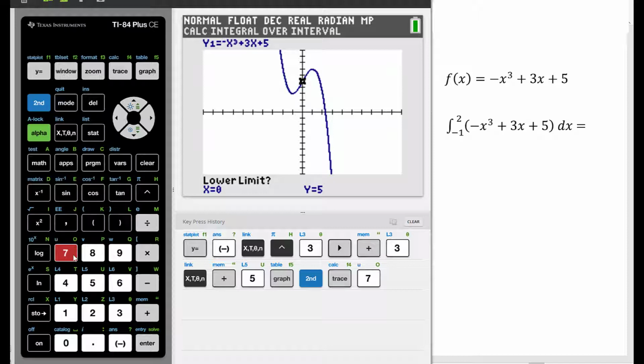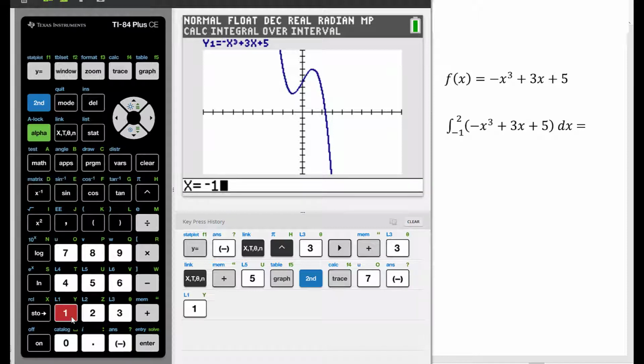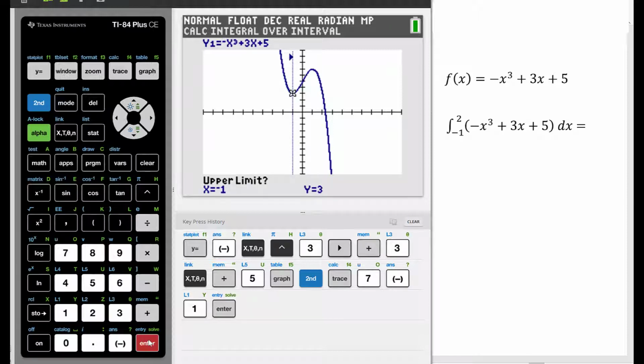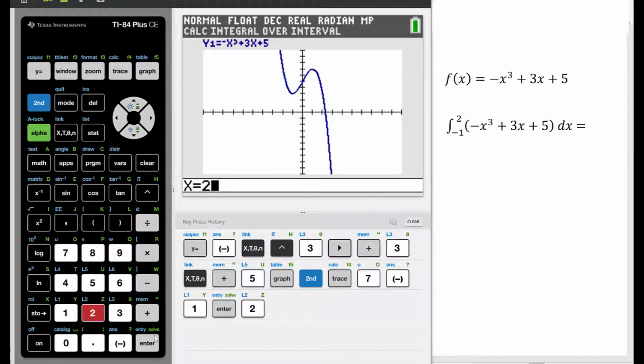It's going to ask first for our lower limit. Our lower limit is -1, so we're going to type that in. So it says x equals -1. Now we're going to press enter. Then it's going to ask for our upper limit, which is 2, so we're going to press 2 and enter.